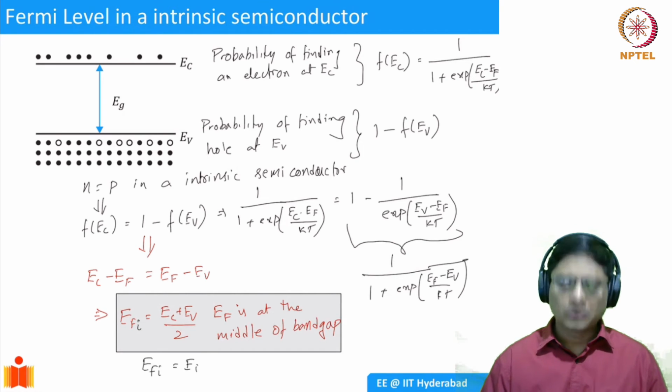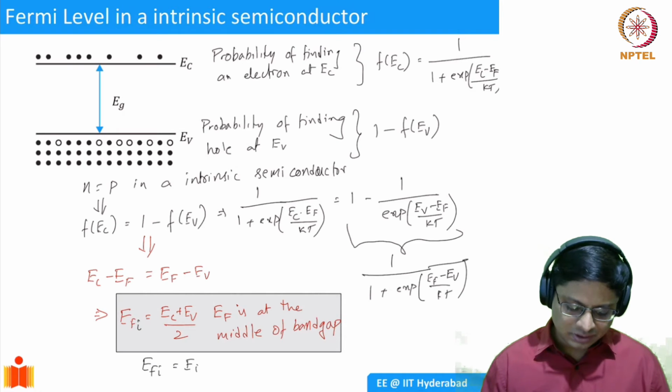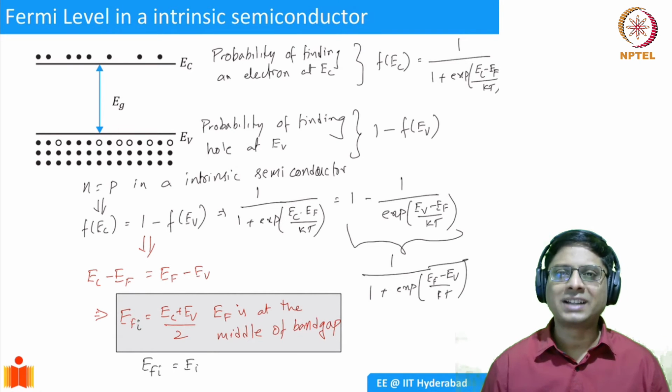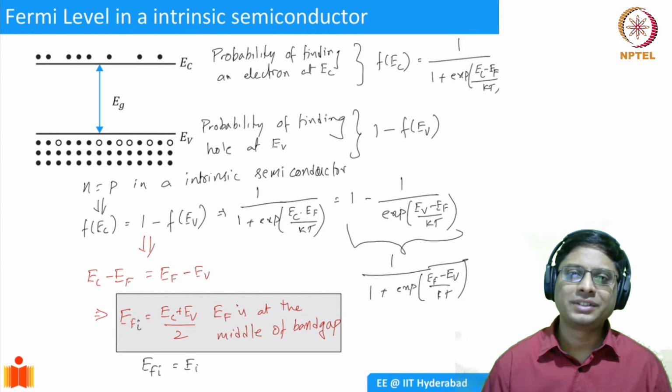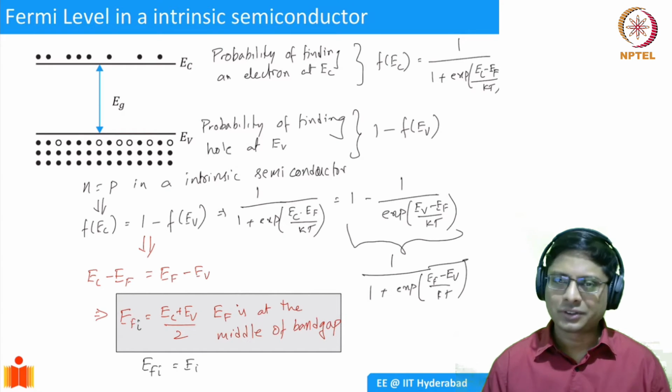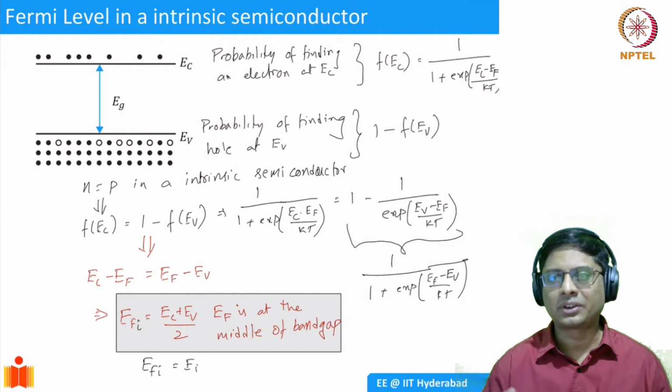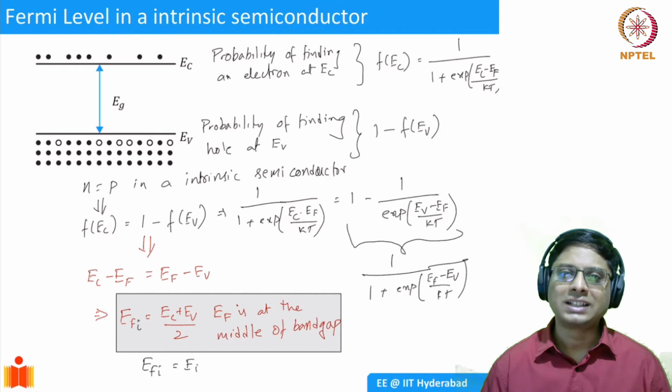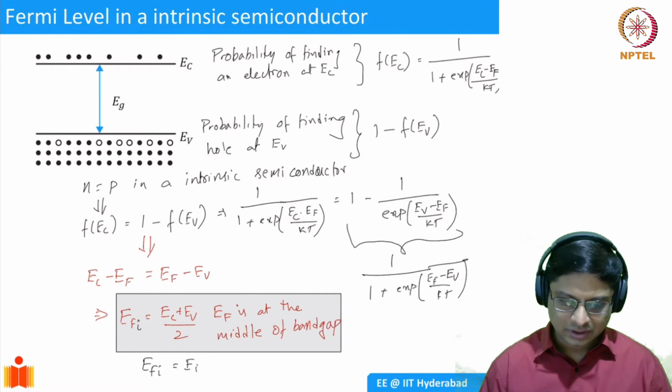All right. So this relation, EF equal to exactly the middle of the band gap, is almost correct. There is a small catch. I'll give you a problem in the homework which will force you to understand that there is a small deviation because the effective masses of the holes and electrons are different. So there's a small change. I'll give it as homework. But anyway, for all practical purposes, you can take EF to be in the middle of the band gap for semiconductor devices.